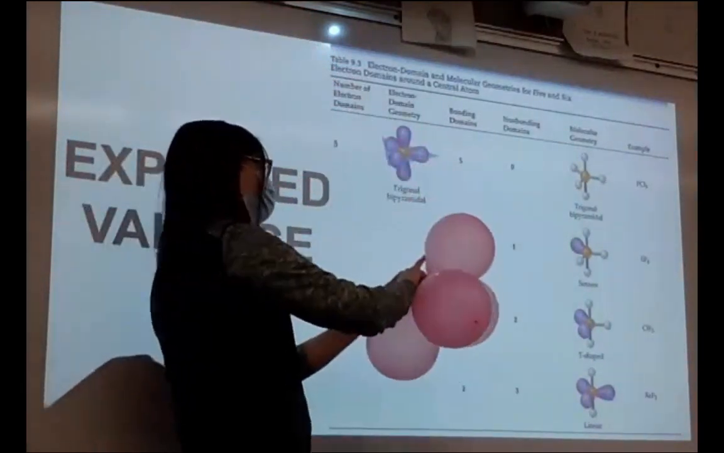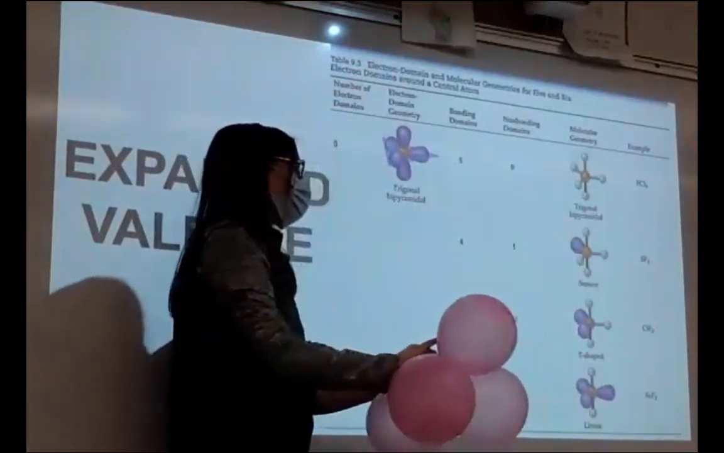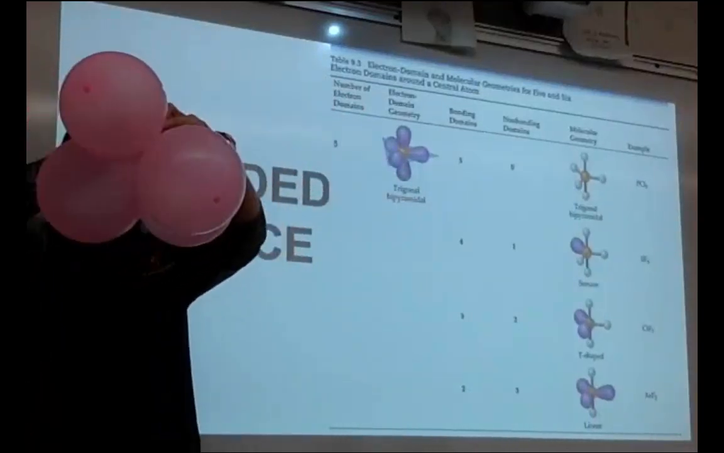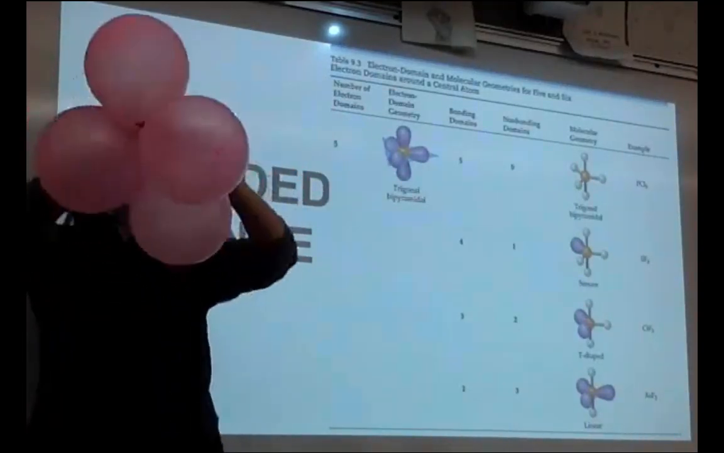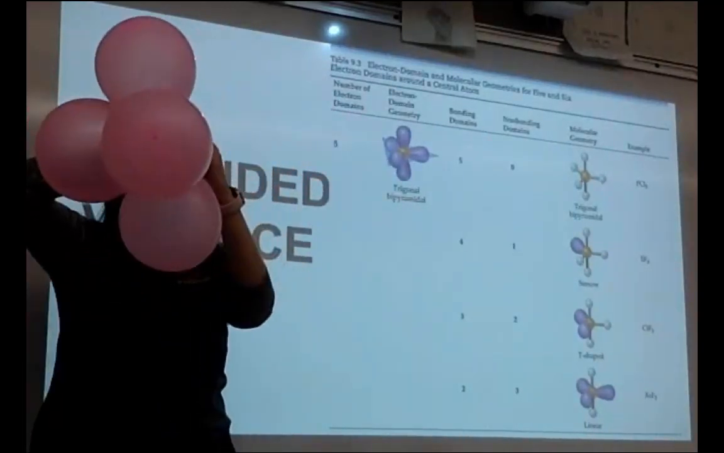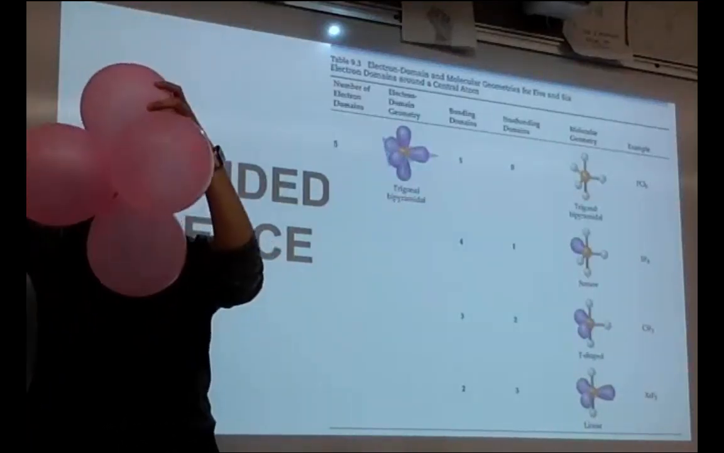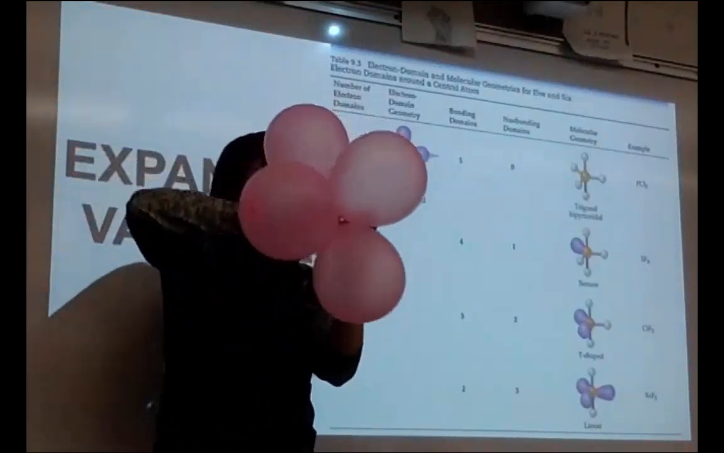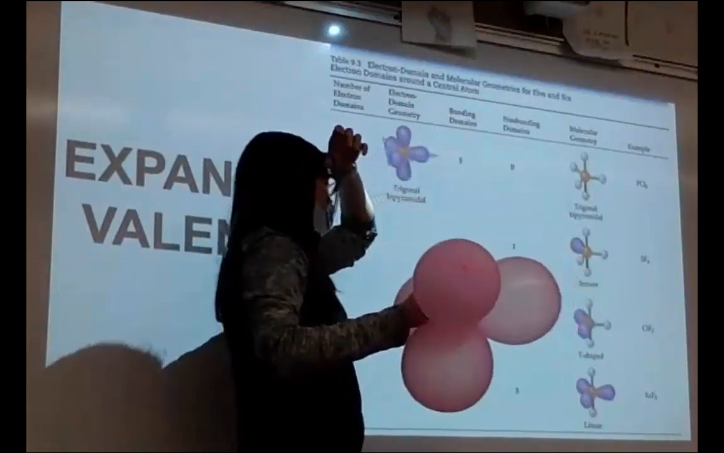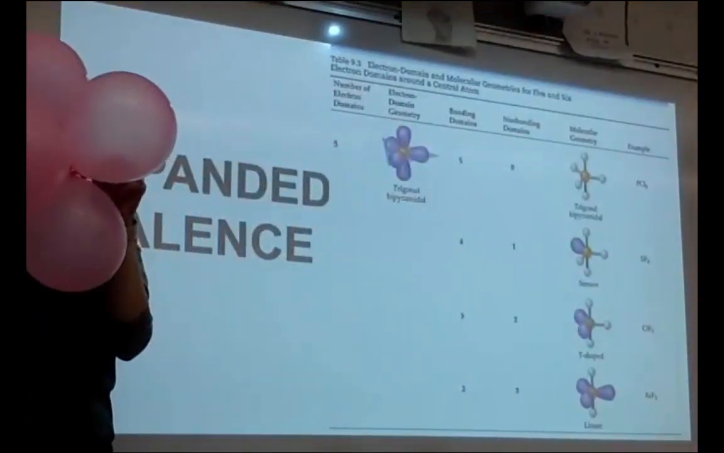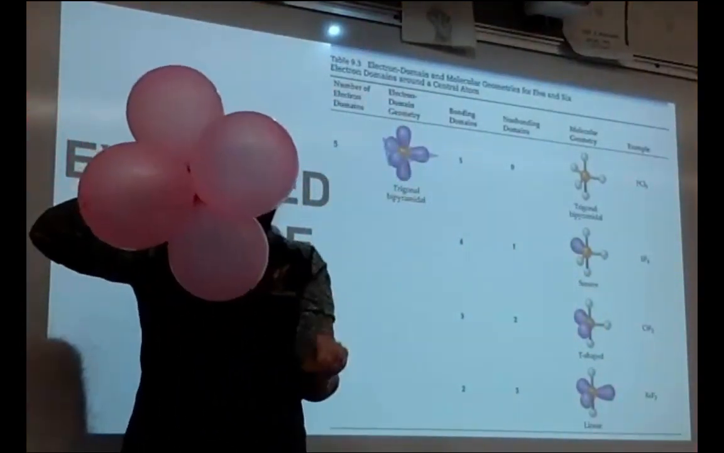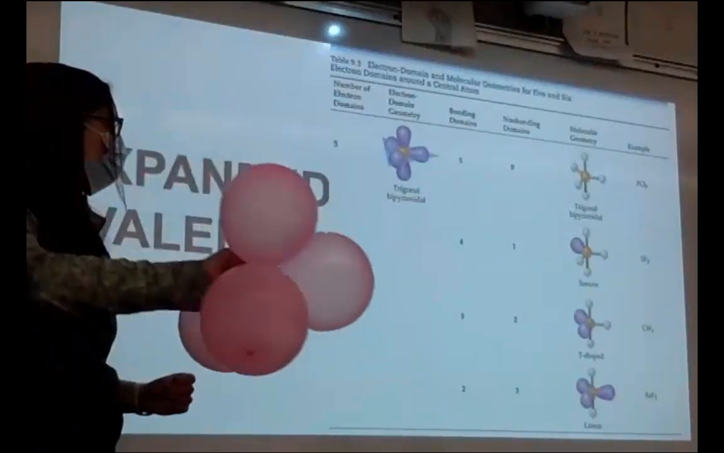This results in the seesaw molecular geometry, because if you turn it on its side, it's like a seesaw. So 4 atoms bonded, 1 lone pair results in seesaw. Bond angles are still going to be essentially the same: 90, 120, 180.